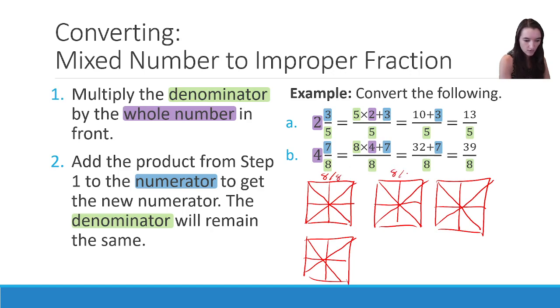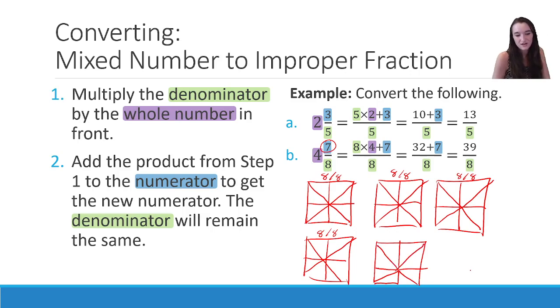And then 8 more eighths, 8 more eighths, 8 more eighths, for a total of 32 eighths, right? If I counted each of these triangles, I'd have 32. But then we need that 7 eighths. So I make my box, but I'm not going to actually finish it. It's more like this. This is going to look a little awkward, but something sort of like this. It's not the best drawing of it, but there's 7 eighths there.